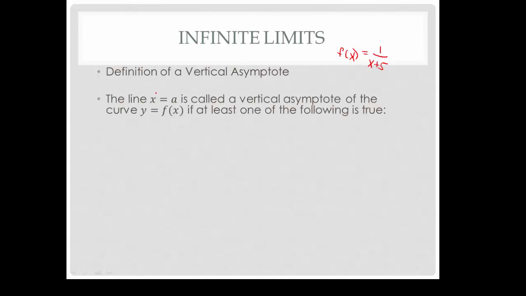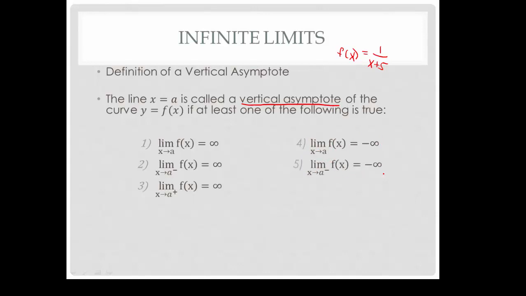So the line x equals a is called a vertical asymptote of the curve y equals f of x if at least one of the following is true. Either the limit as x approaches a of f of x equals infinity, as you approach a from the left, f of x equals infinity, or as you approach a from the right, f of x equals infinity. And then the same three, but with negative infinity. Either the overall limit is equal to negative infinity, the left-hand limit is equal to negative infinity, or the right-hand limit is equal to negative infinity. If any one of these six conditions is met, then what you have is a vertical asymptote.